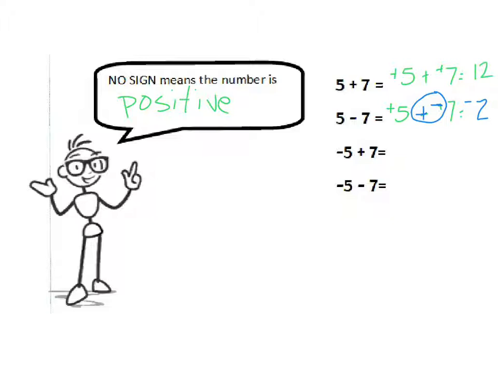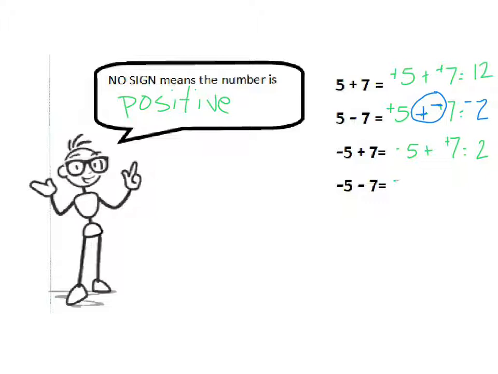Our next one, we've got a negative 5, and we are going to add positive 7. Again, my signs are different, so I need to subtract. 7 minus 5 is 2. My bigger number is 7, which is positive, so I'm not actually going to write in the positive sign.